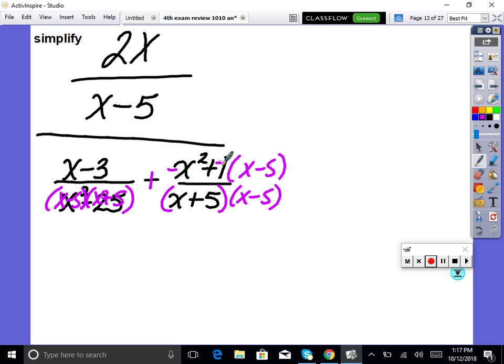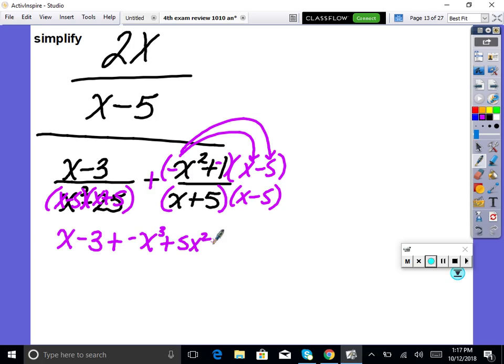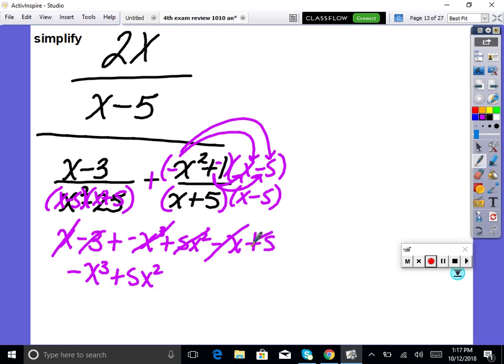So now the next step is to combine like terms in your numerator. So I have x minus 3 plus, and then I'm going to be distributing this out, so it'll be negative x cubed plus 5x squared, and then I'm going to have a minus x, and then plus 5. So on the top, I'm going to have a negative x cubed, plus 5x squared. Nope, my x's are gone. And then it looks like plus 2. And that was all over (x minus 5)(x plus 5).